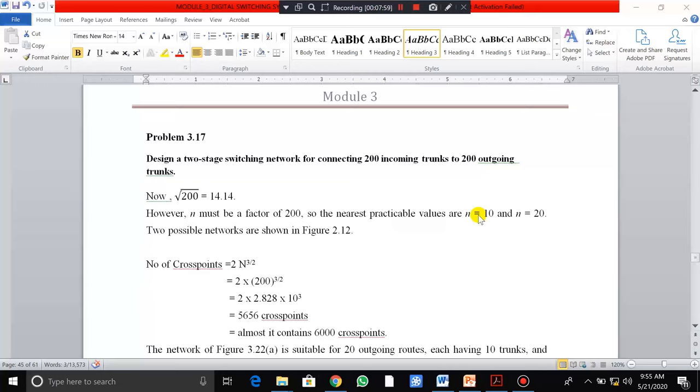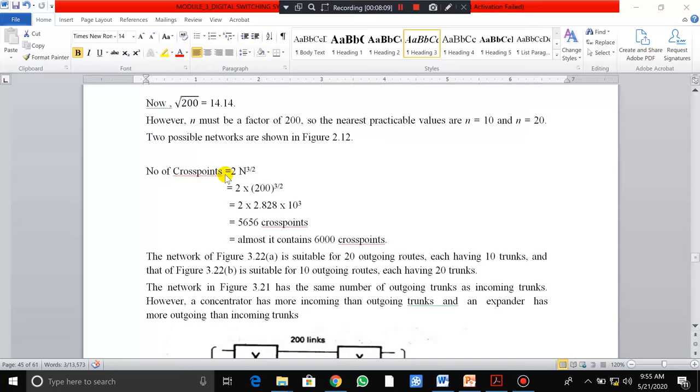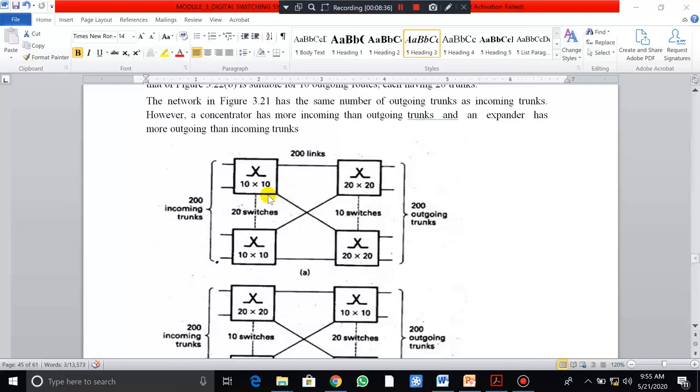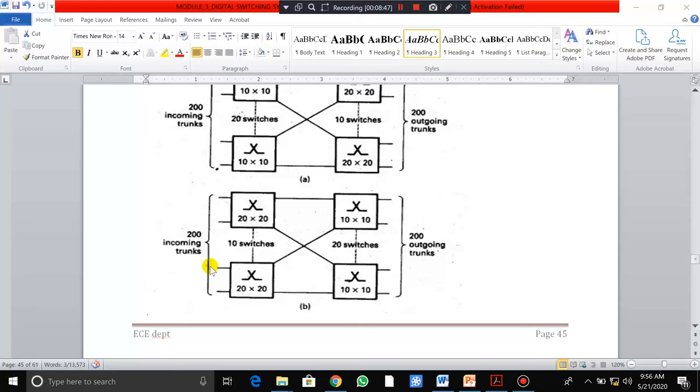So there are two possible networks as shown in the diagram below. Therefore, the cross points is equal to 2N into N to the power of 3 by 2. So we have 5656 cross points. To simplify this, you can take approximately 6000 cross points. The diagram below is suitable for 20 outgoing routes, each having 10 trunks. The network has the same number of outgoing trunks as incoming trunks. So this is 200 incoming trunks, 200 outgoing trunks, 200 links, 10 into 10, 20 switches. This is diagram number B.